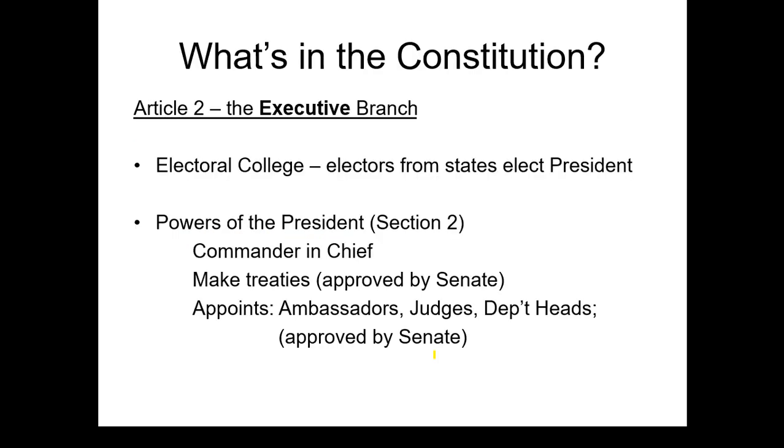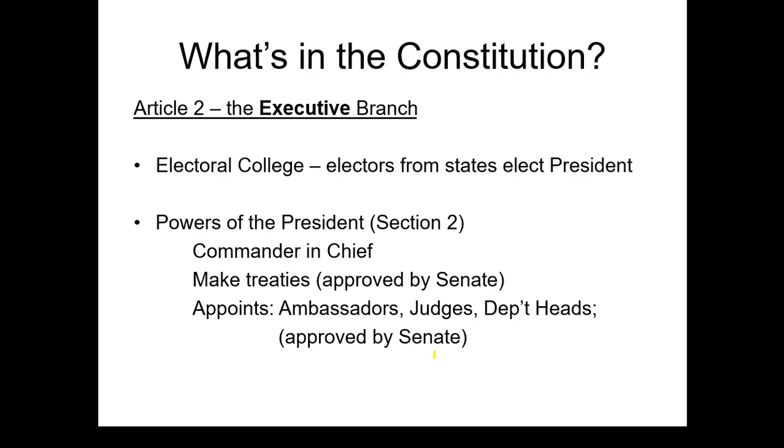Now, Article 2 is outlining the requirements and the powers of the executive branch, which is led by the president. He's called the chief executive. He is the boss of the executive branch, which implements or executes the laws that are given to it by Congress. Part of that is the separation of powers. Congress makes the laws and then they hand it over for the executive branch to implement that law out into the world and enforce it, regulate it, whatever needs to be done.